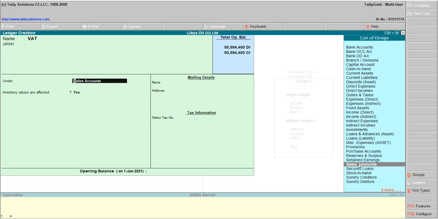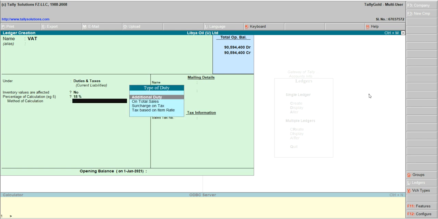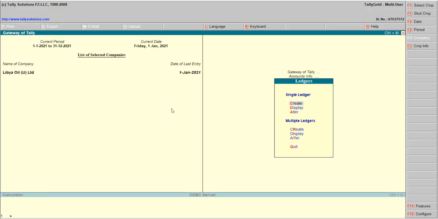Then also create a VAT account, because we are told that all transactions are VAT exclusive. So VAT is under duties and taxes, that's the group. Inventory value is affected? No. What is the percentage of calculation? It's 18%, we know that. Method of calculation, you use based on item rate. So we have created the sales and the VAT account.